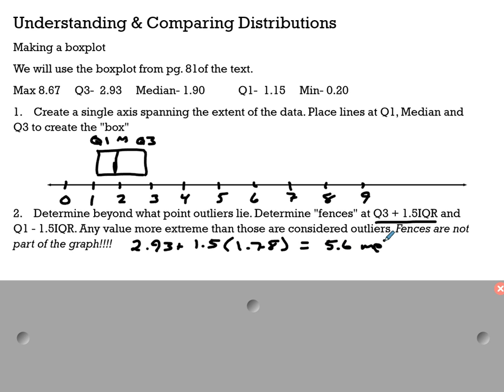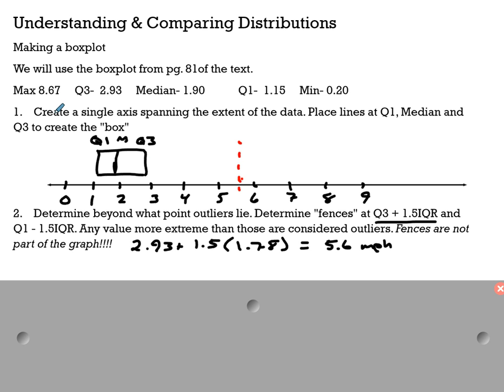Now, anything beyond here, I'm going to just change the color. So if I just draw this here, I've got a fly bothering me, so if I sound a little distracted, I might be. This is our cutoff for any high outliers.